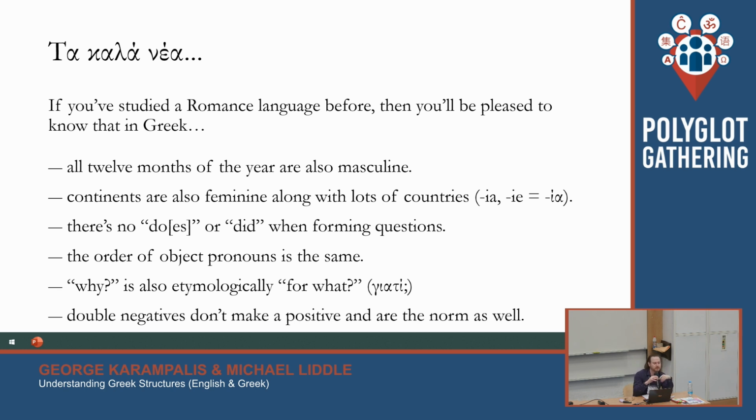And then why is also etymologically "for what"? Γιατί. Woohoo. And then double negatives don't make a positive. So we saw in Yorgos's part, then bote, double negative, like ne jamais, and so on and so forth. Amazing.